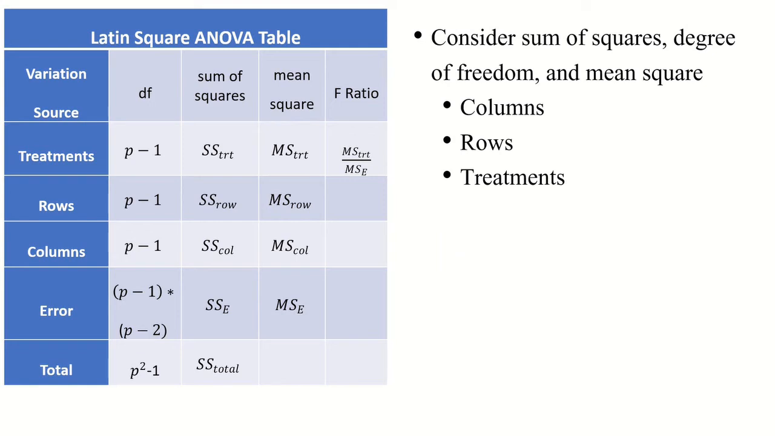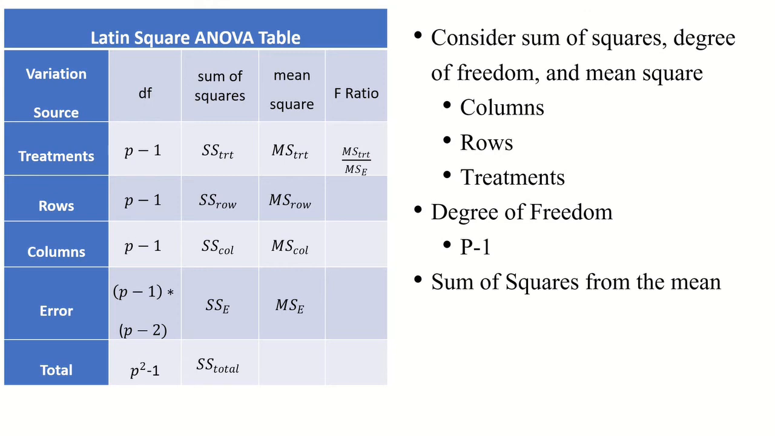The first value we take is the degrees of freedom, which is calculated using the P-1 formula. Then we find SS, the sum of squared differences from the mean. These values can then be used to find variance and standard deviation. Next, we calculate the mean squares.